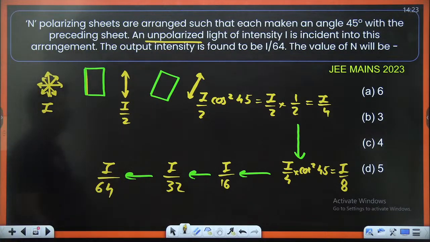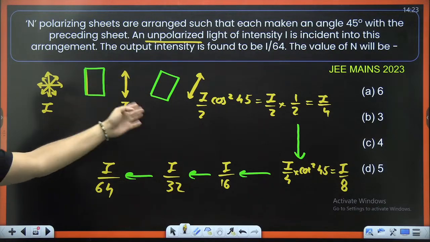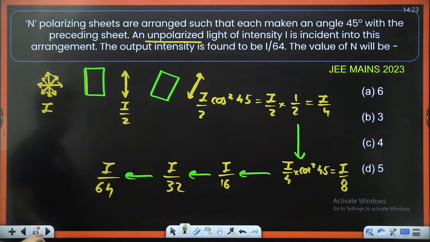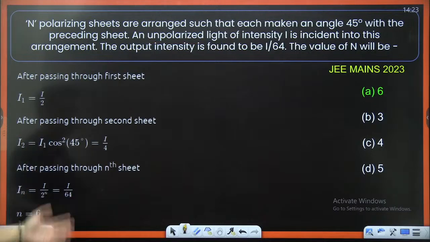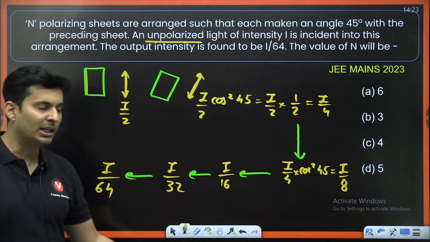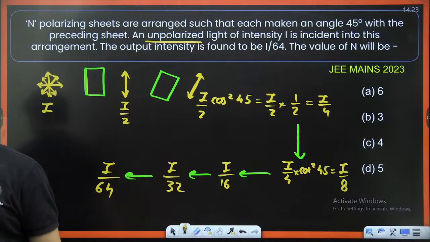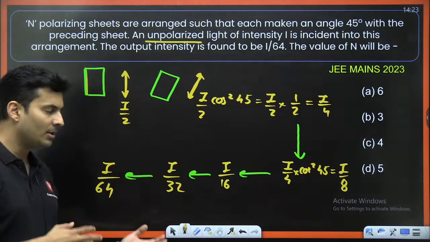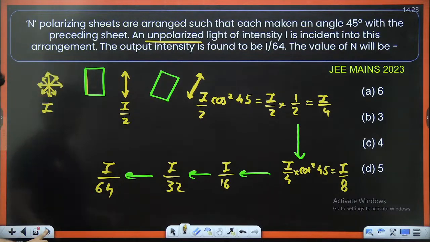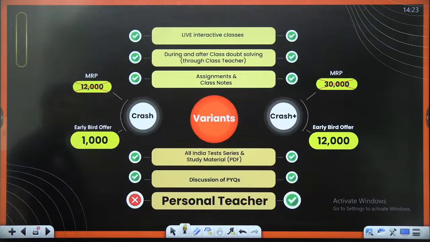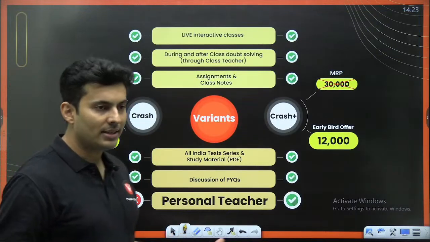I by 64. So, how many sheets have you used? 1, 2, 3, 4, 5, 6. So, the answer should be 6, option A. This was a JEE Mains 2023 question. Beautiful question, right? Cool. So, I think that's it from today's session.